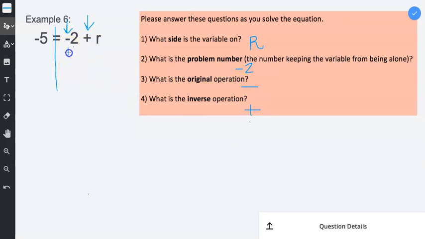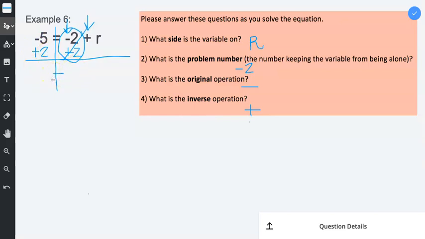Because when I add 2 to -2, I form a zero pair. The point when you're adding and subtracting to solve an equation is to form a zero pair. That is what is going to make that -2 disappear. So -2 plus 2 gives us 0. On the other side, I also have to add 2.